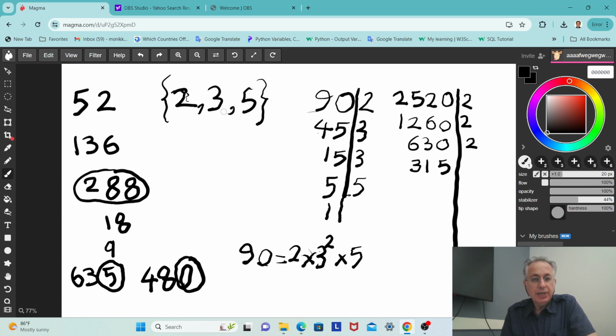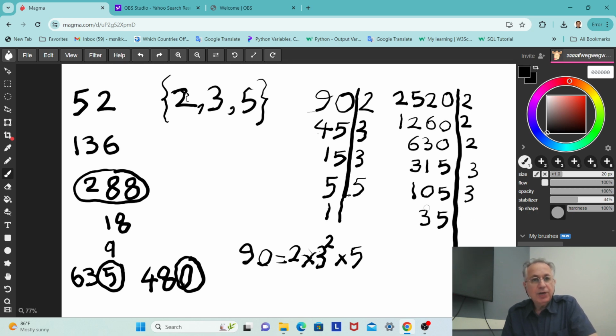Go for the next prime. Next prime is 3. Calculate the summation of digits. 3 plus 1, 4 plus 5, 9. 9 is a multiple of 3, of course. So divided by 3 equals 105. 105 is a multiple of 3 because 1 plus 0 plus 5 equals 6, and 6 is a multiple of 3. You can divide it by 3, which is 35. 3 plus 5 is 8. Not a multiple of 3 anymore.